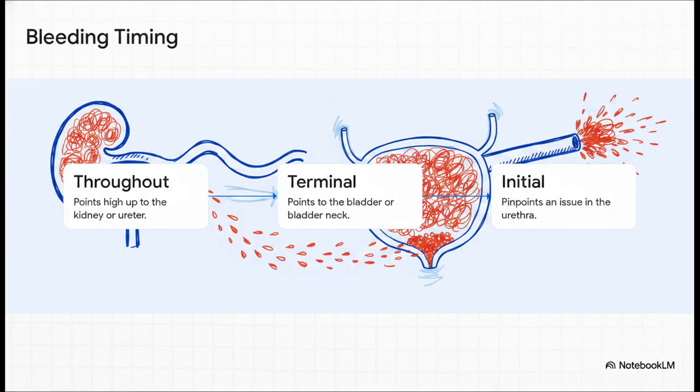If we do confirm it's true, non-glomerular bleeding, we can often diagnose the location based purely on when the blood appears during urination. It's a remarkably simple but amazing clinical action plan. Bleeding seen throughout the entire stream points high up to the kidney or ureter. Terminal bleeding, which is seen only at the very end of urination, points to the bladder or bladder neck. And initial bleeding, spotted right as urination begins, usually pinpoints an issue in the urethra.